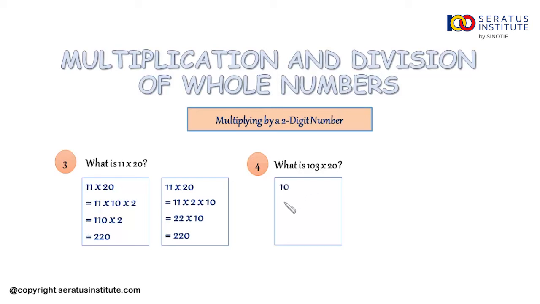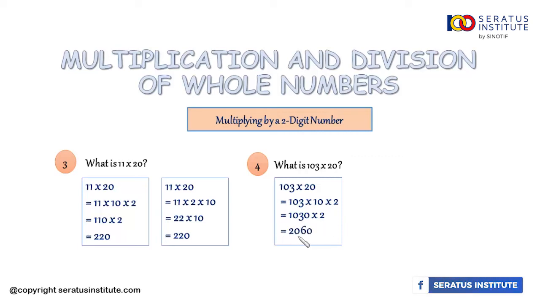Okay, the first way, 103 times 20. The 20 becomes 10 times 2. So first, we multiply 103 times 10. It becomes 1030, and then we multiply it by 2. So the result is 2060.